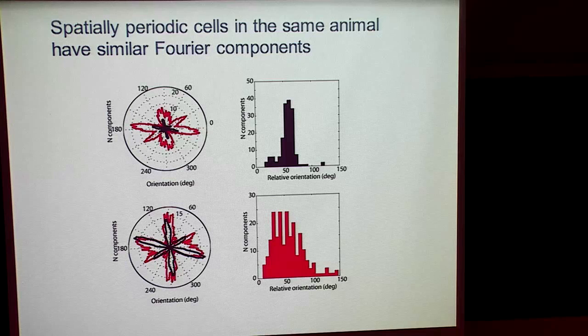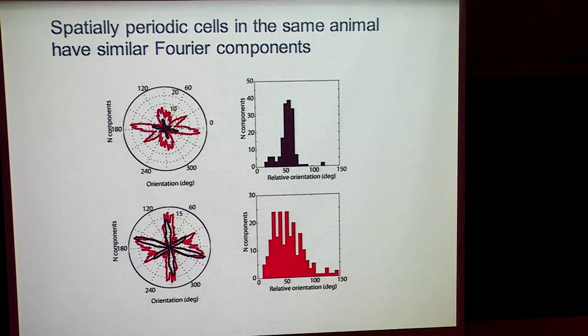Another thing is that if you look at the components in the same animal, what you see is that, as you'd expect, shown in black here, the grid cells all have very similar components. They can all be decomposed into the same three dominant Fourier components. But if you look at these other ones, they show a very strong similarity in the components into which they can be decomposed as well, as is shown, for example, here. As you can see, there's a rough relationship between the three grid cell components here and the three red ones here.